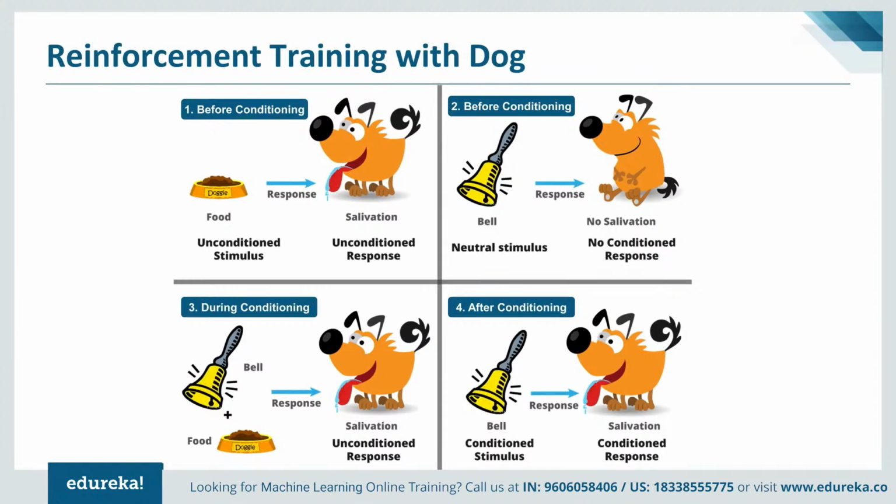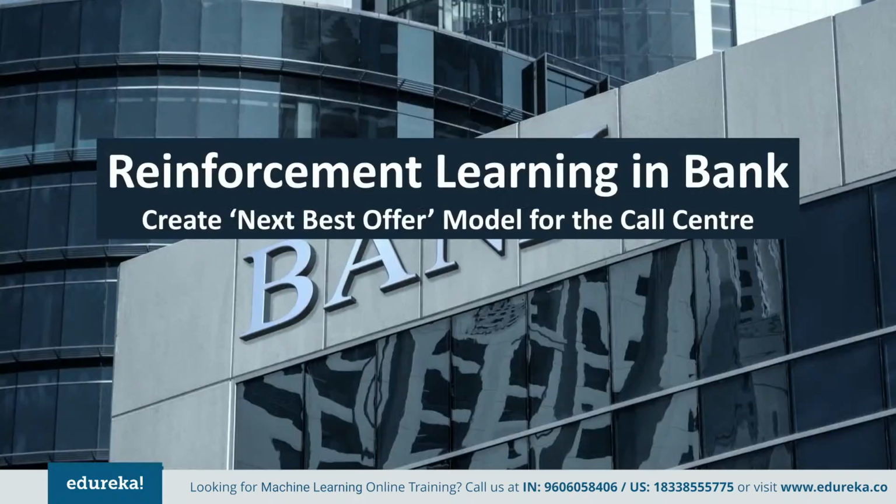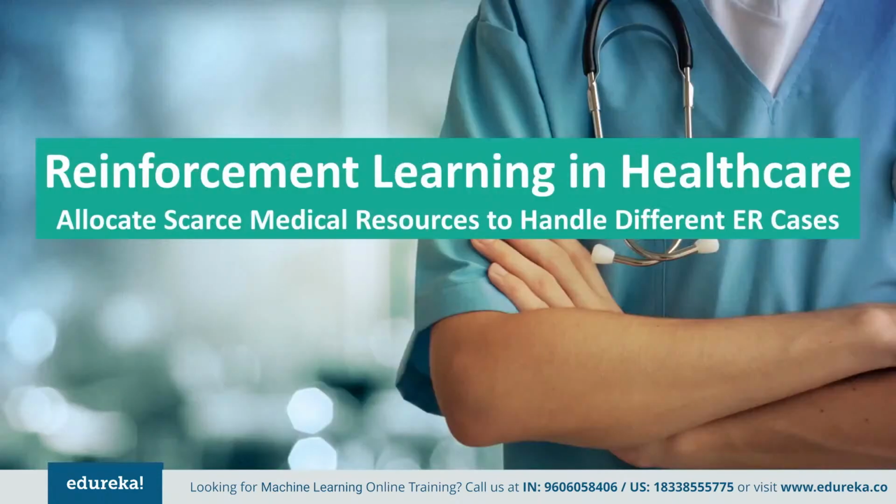Now let's move on and see how reinforcement learning is applied in the field of banking, healthcare, and retail sector. So starting with the banking sector. In banking sector, reinforcement learning is used to create a next best offer model for a call center by building a predictive model that learns over time as user accept or reject offer made by the sales staff. Fine. Now in healthcare sector, it is used to allocate the scarce medical resources to handle different type of ER cases by building a Markov decision process that learns treatment strategies for each type of ER case.